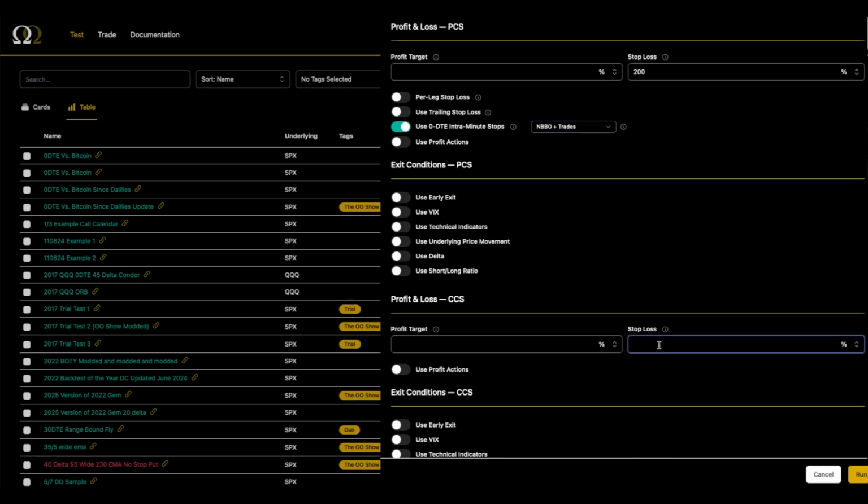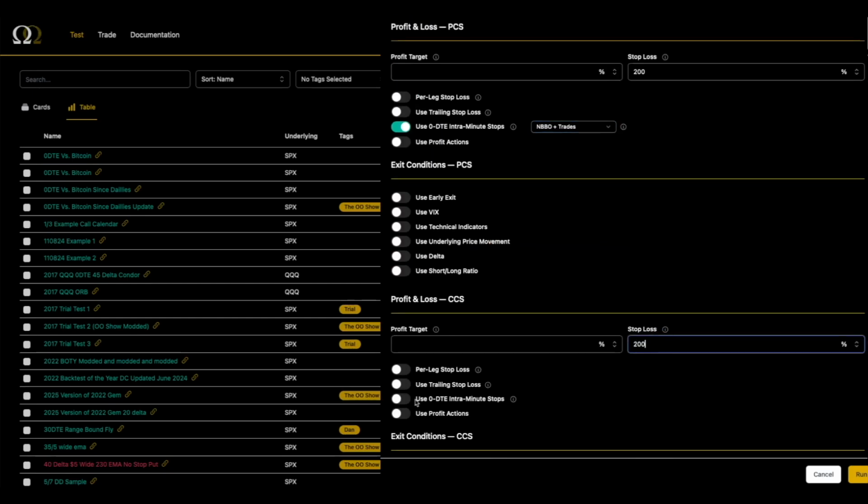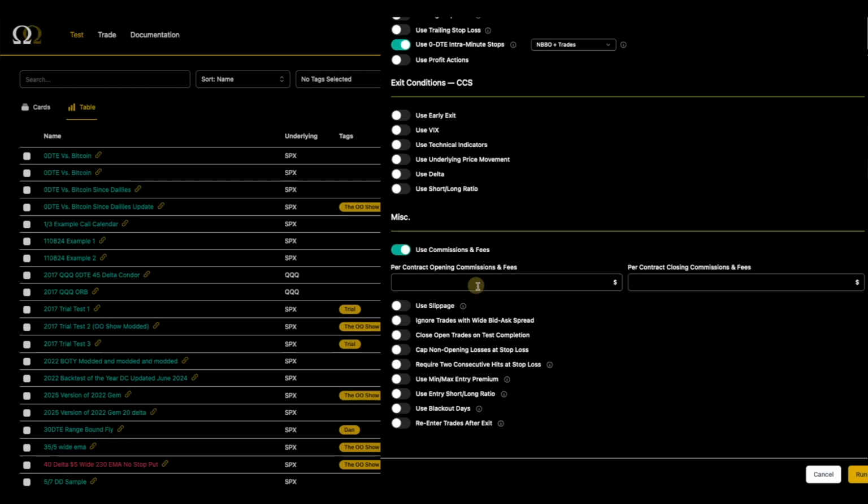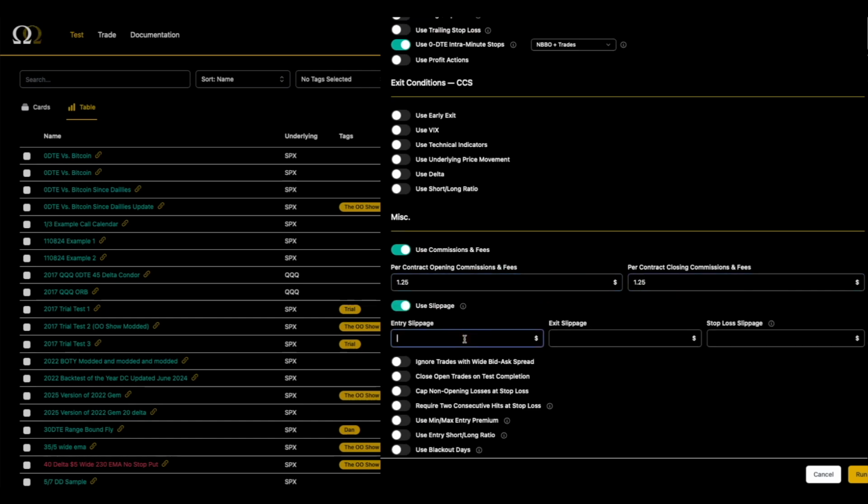And I will also do the same thing on the call credit side. So we're going to use NBBO plus trades. And then we're going to put fees. Now, I'm going to put fees at $1.25 on both of these. For slippage, I'm going to punish this with 5 cents entry, and I'm going to use 20 cent stop loss, which in more modern backtests for 0 DTE, a lot of people use 30 or 40 cents.